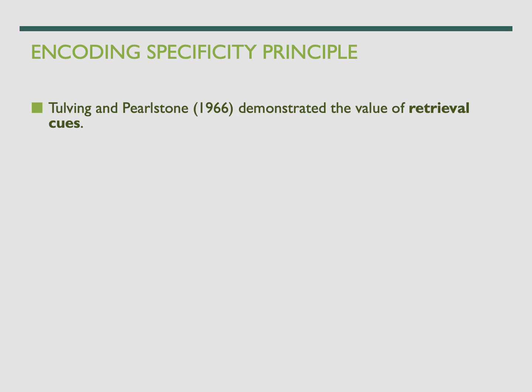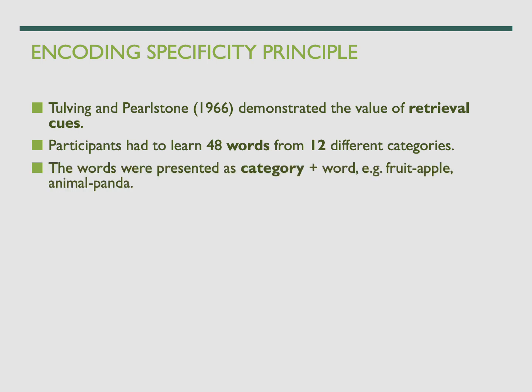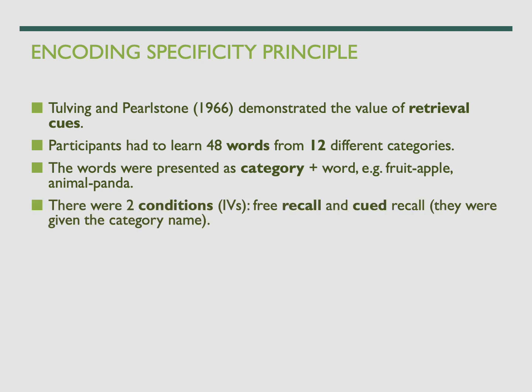Okay, so Tulving and Pearson demonstrated the value of retrieval cues. They wanted to investigate whether retrieval cues do actually aid memory recall. So they had participants learn 48 words from 12 different categories. The words were presented as category plus word. So for example, fruit, apple, animal, panda, but then the participants were only required to remember the word. They didn't have to remember the category, okay?